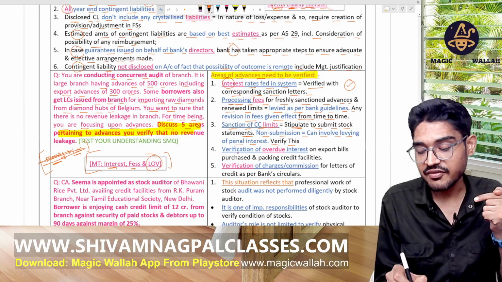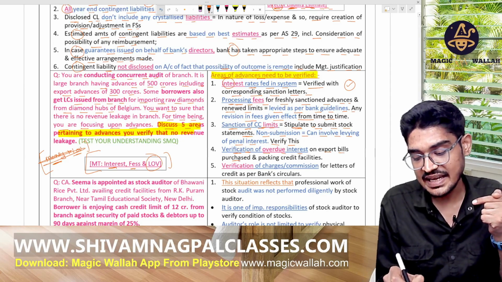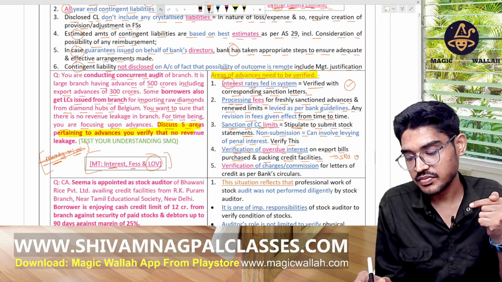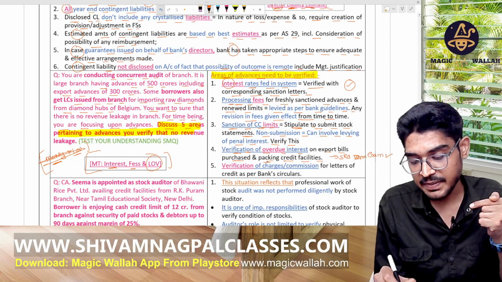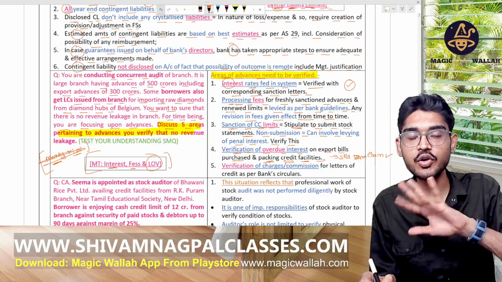By O we mean verification of the overdue interest on the export bills purchased and the packing credit facility. You can say it's a short-term loan given for the export purpose. Packing credit facility is a short-term loan given for the export purpose. Check the overdue interest here.